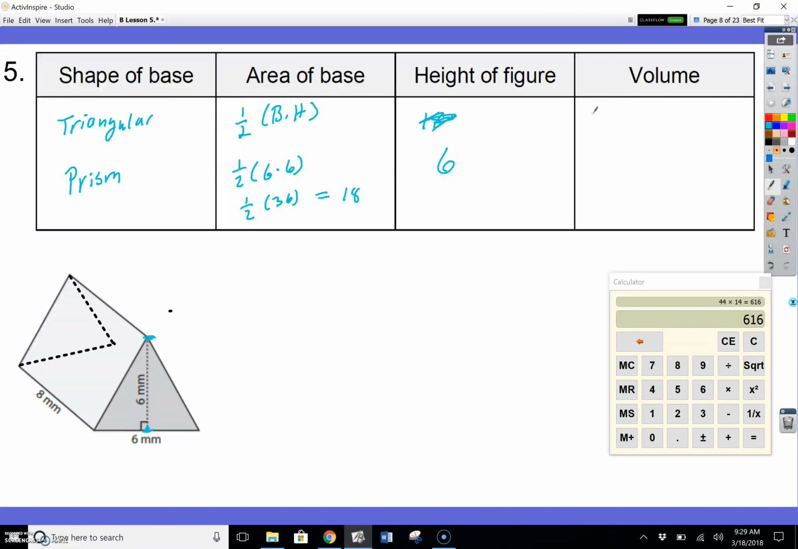So to find the volume, I'm just going to do area of the base. So remember, it says volume equals big B times H. Big B just represents area of the base. So volume equals 18 times my height, which is 6. So we're going to do 18 times 6, which means it's 108. Now don't just write 108 because that's the biggest mistake I made. You must write millimeters cubed. Don't forget your units. Okay, so let's go ahead now and look at the next thing.